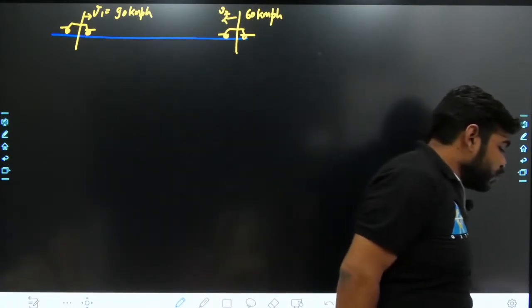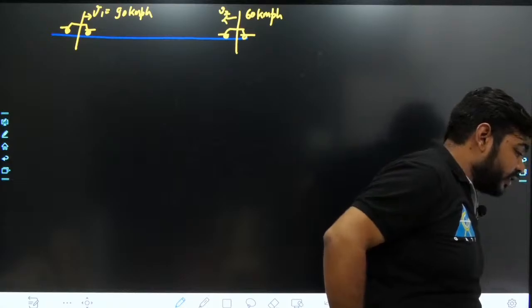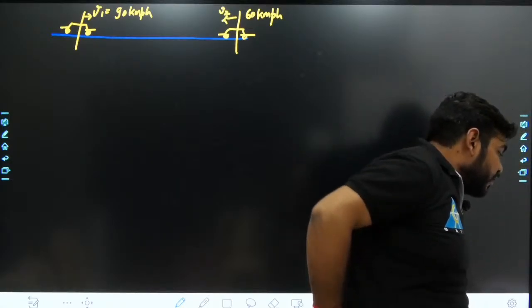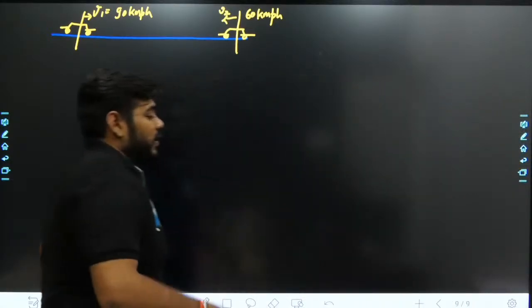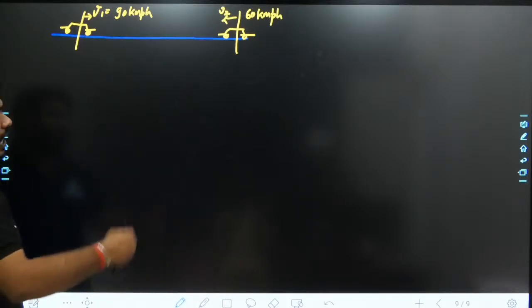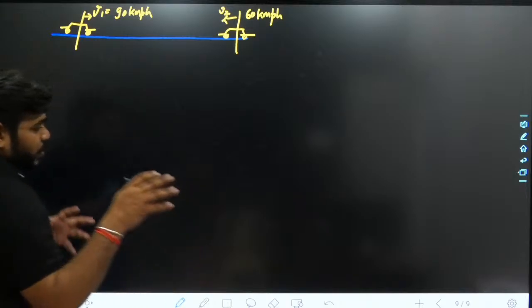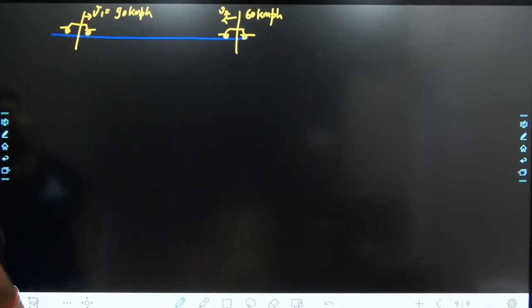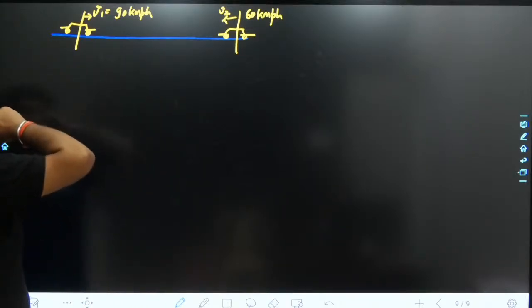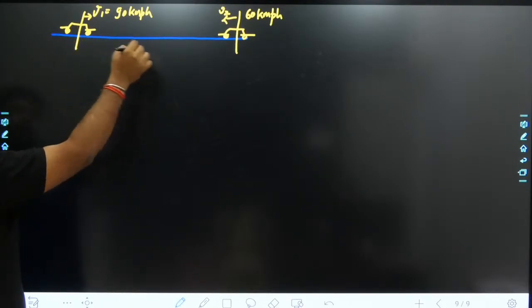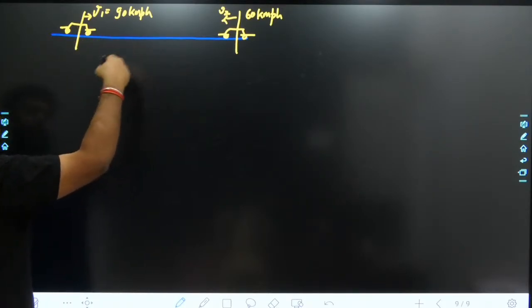Yeah, Abhinav, 235 will be the final answer. 235 is the right answer. I'll explain a good concept to you, and you'll get a good result from this. Just have a look over here. We'll see what the distance is to avoid the head-on collision.